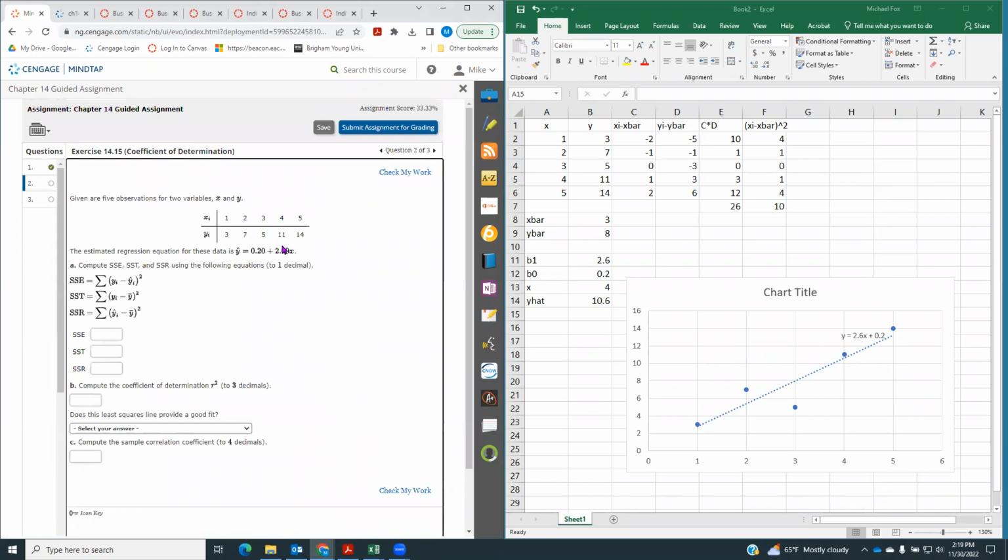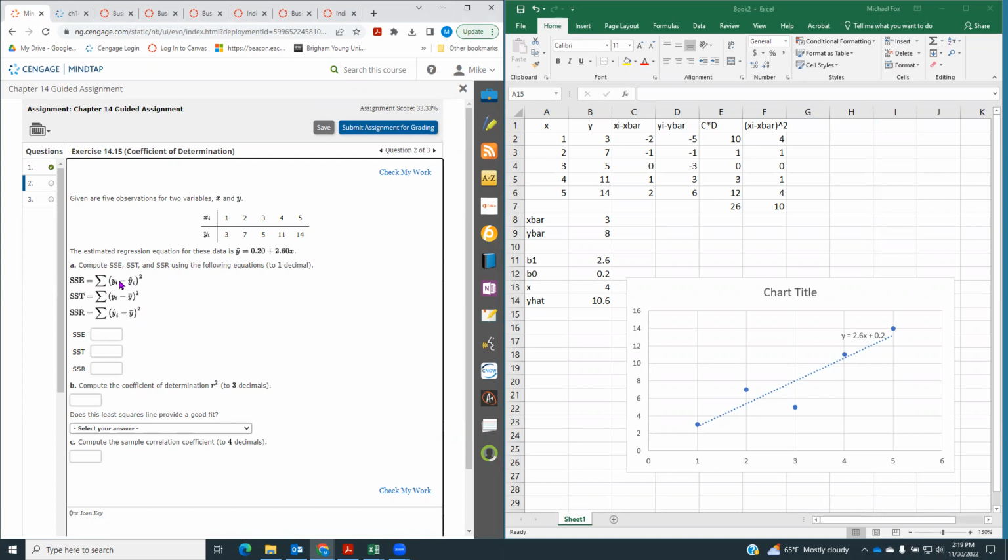And I set these up so they use the same numbers in all of them. So you can see we still have the 5 observations, and they're the same as the ones we had before. And it gives us the regression equation, which is the same one we figured out before, 0.2 plus 2.6x. And now it wants us to compute the sum of squares error, and the sum of squares total, and the sum of squares, oh, what is the R? I forgot what the R stands for. Regression, sorry.